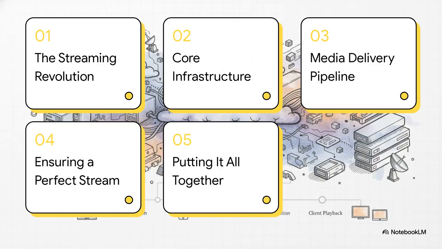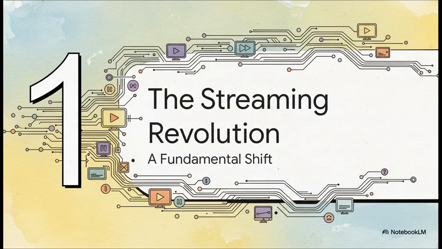So we're going to follow the report structure pretty closely. We'll look at 5 key areas. We'll start with the streaming revolution itself, then we'll get into the core infrastructure, the media delivery pipeline, how these platforms make sure you get a perfect stream, and then finally, how it all comes together. All right, so let's start with part 1, the streaming revolution.